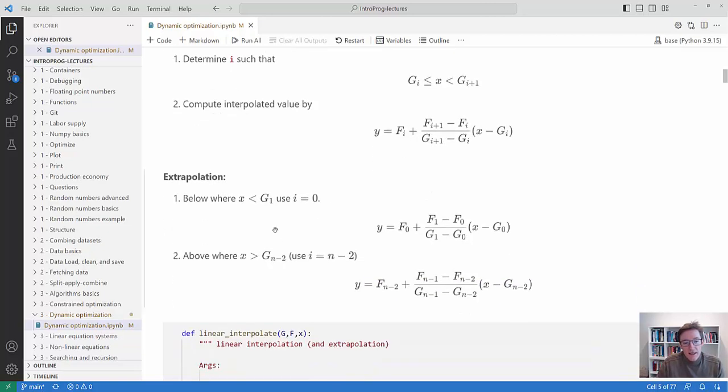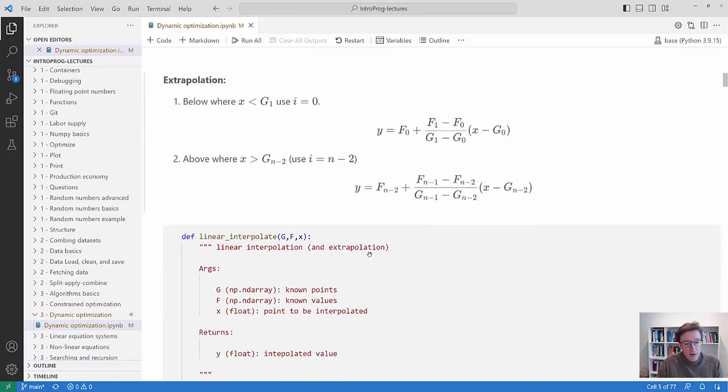If we have the case that we have an x that's below our grid, or at least below the second grid point, then we will use the first, i equal to 0, as where to calculate our linear approximation. So this is the same formula as up here, just with i equal to 0. Similarly, if we are above the next to last value, then we will use this as a basis, and we will extrapolate out based on that.